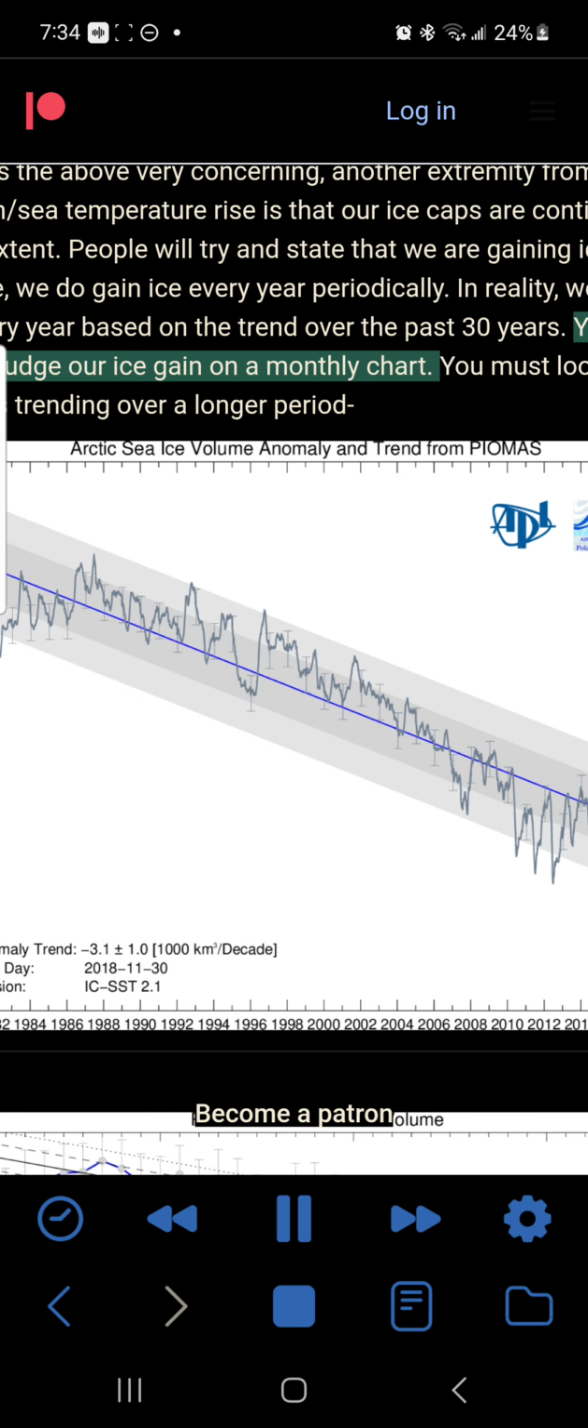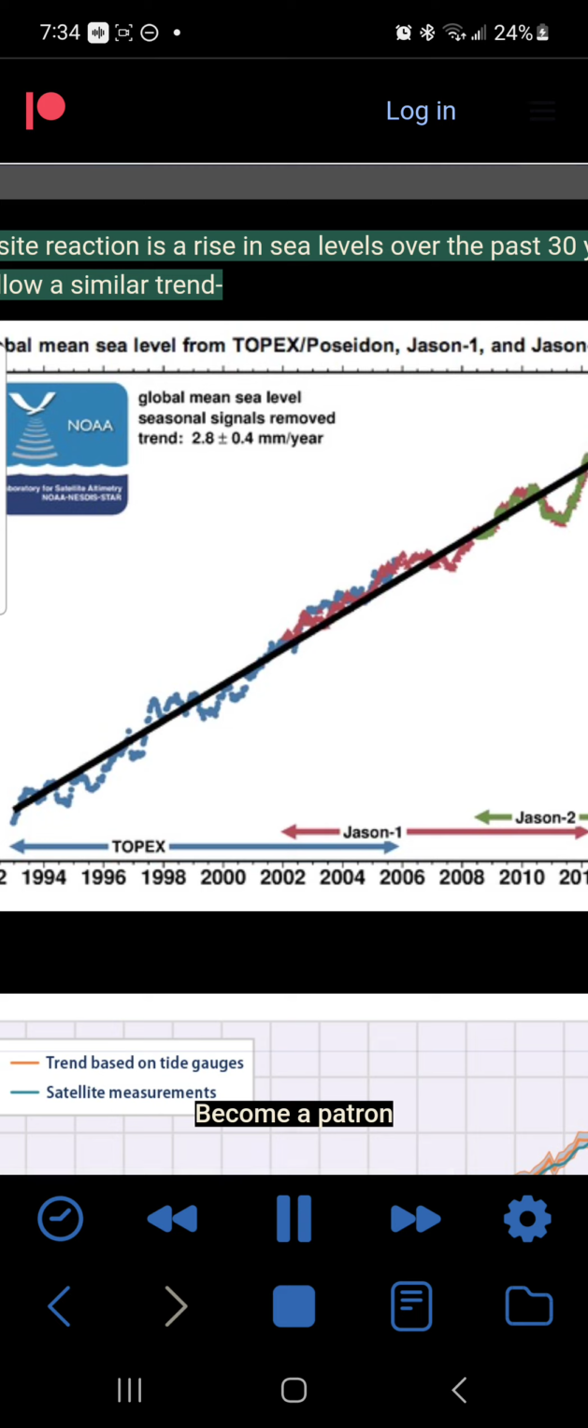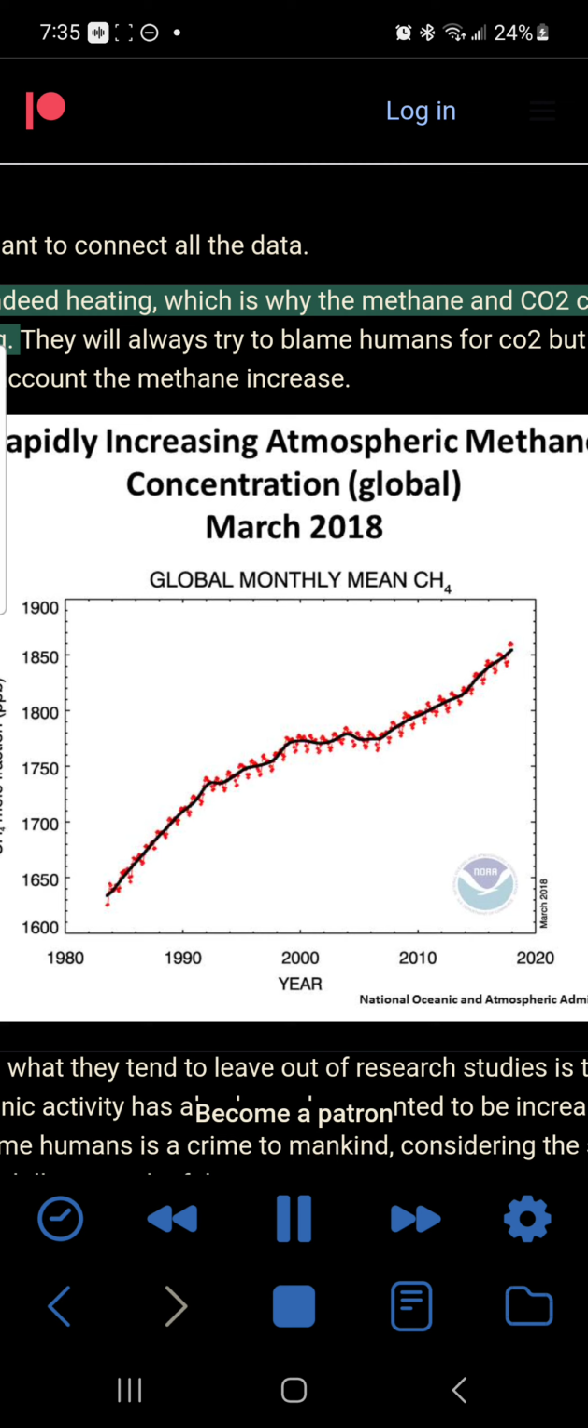You cannot judge our ice gain on a monthly chart. You must look at the data that's trending over a longer period. The opposite reaction is a rise in sea levels over the past 30 years that should follow a similar trend. So important to connect all the data. Earth is indeed heating, which is why the methane and CO2 charts are increasing.